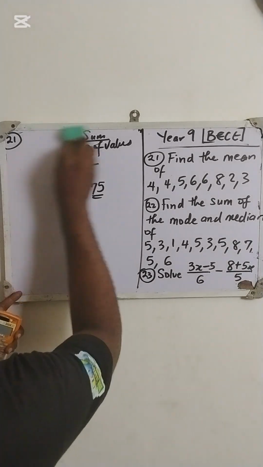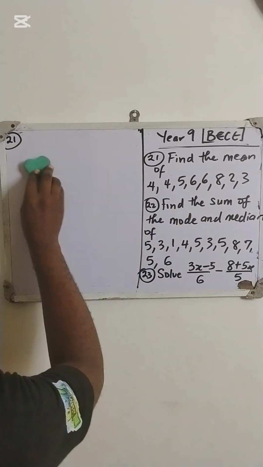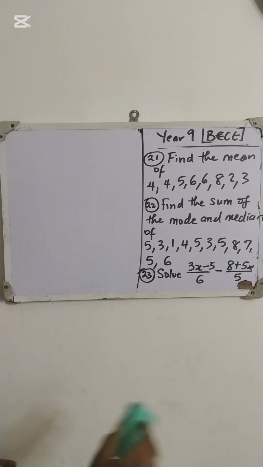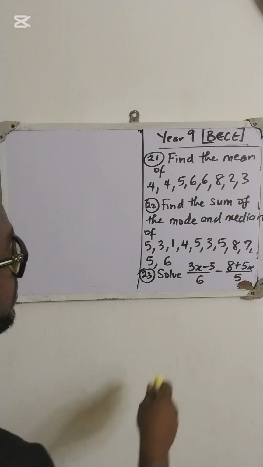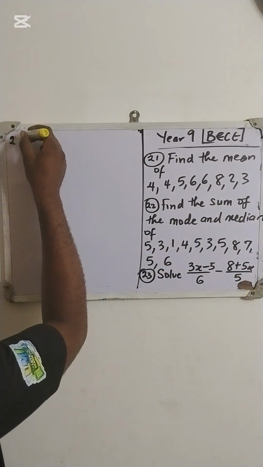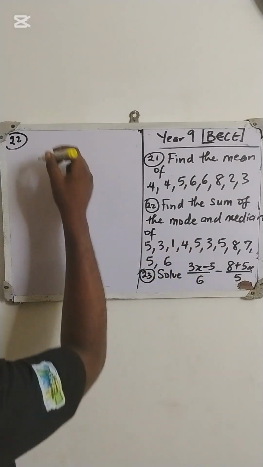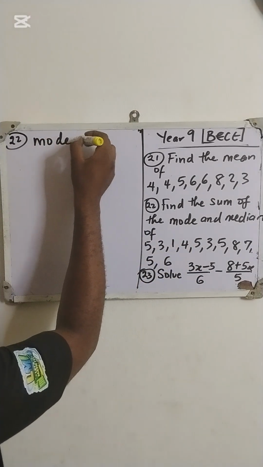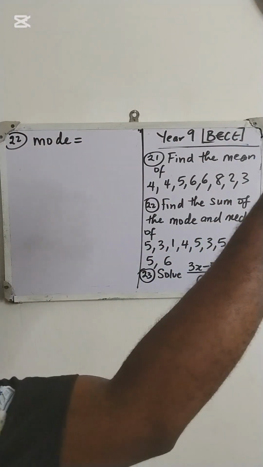So let's give a chance to the other brothers. These other brothers, they are triplets actually. So mean is the first born, mode and median are the second and third born. Second born, mode. What is mode? The number that occurs most is the mode.